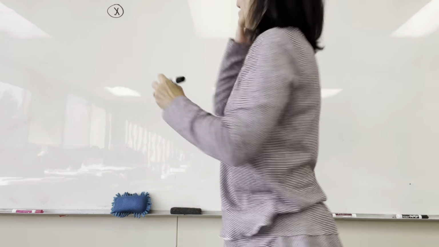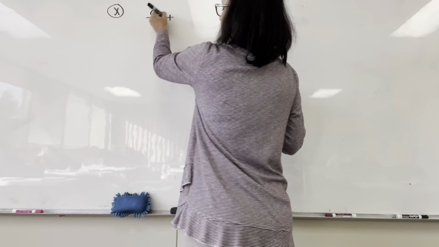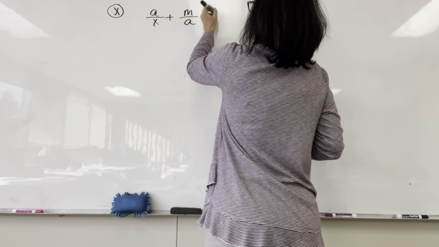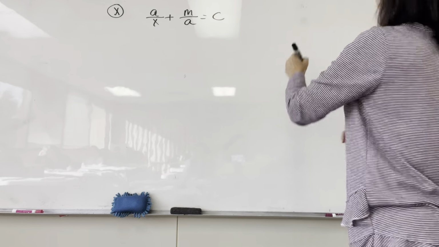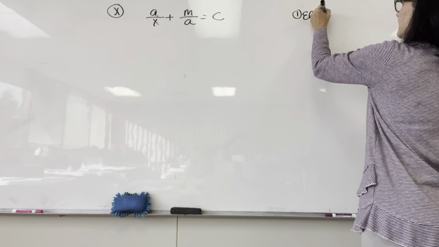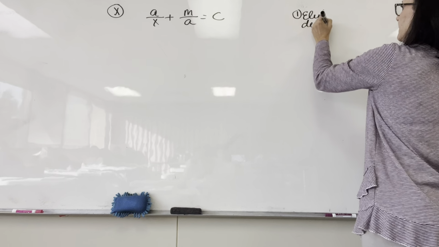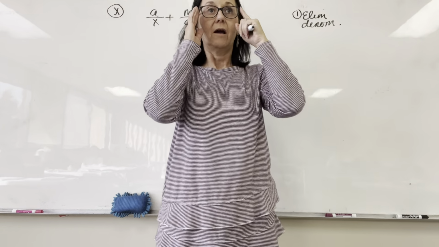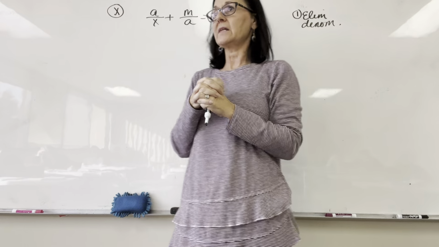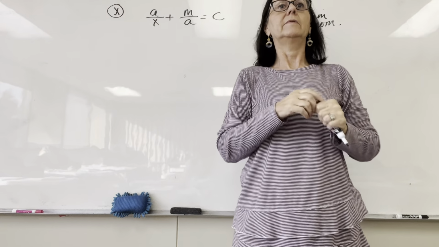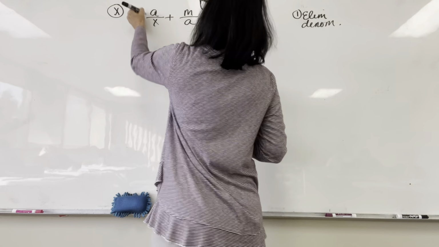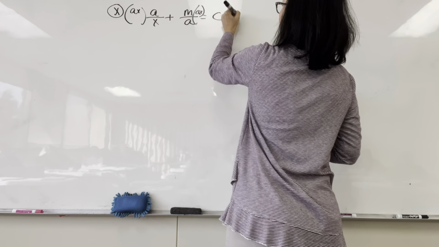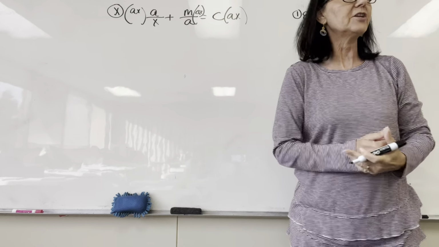A over x plus m over a equals c. The very first thing I'm going to do is eliminate the denominator, because that's the rule when we have an equal sign. What must I do to eliminate this denominator, Nora? Multiply every term by ax. That is correct. Do not forget to multiply c by ax. Every term has to be multiplied.